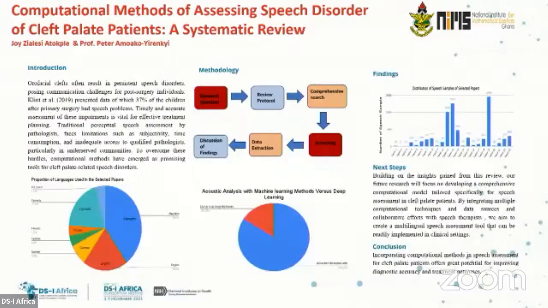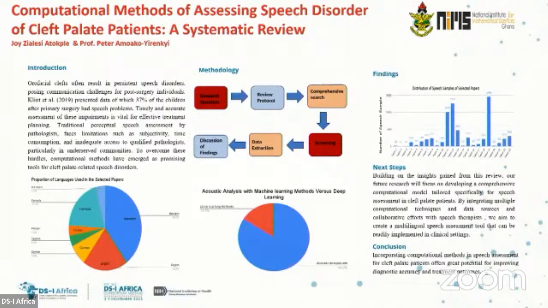So to our findings, we noticed that there were varied speech samples. We had as little as 11 and as high as 14,544. We also identified that 98% of these papers used data sets that were available in their location, while only 2% used data sets that were publicly available. In terms of method, we noticed that 84% of the included papers use acoustic analysis methods in addition to machine learning methods. And we also noticed that 16% of the included papers use deep learning methods.